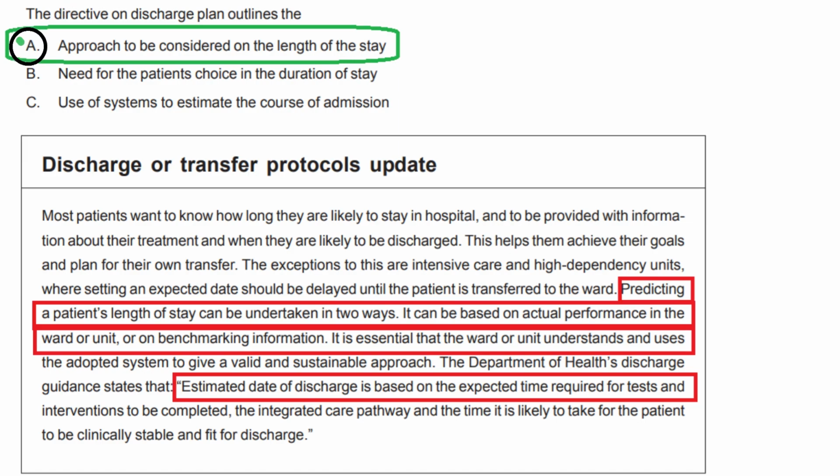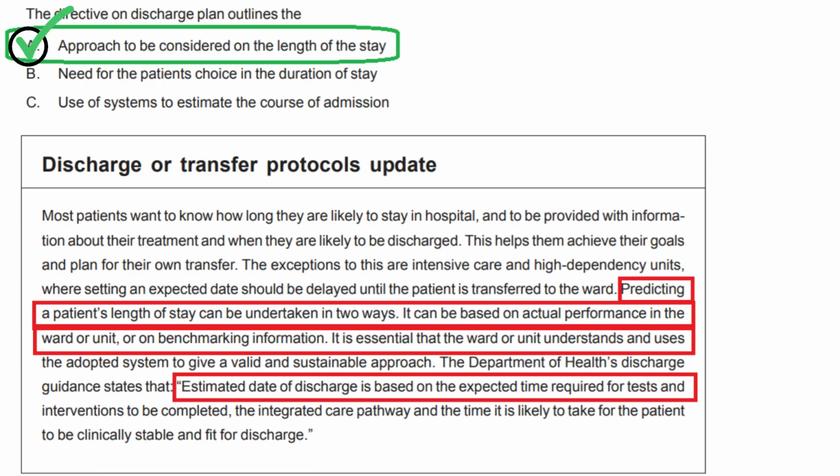It states that predicting a patient's length of stay can be based on actual performance in the ward or unit or on benchmarking information. The paragraph also mentions the Department of Health's discharge guidance, which states that the estimated date of discharge is based on various factors. Therefore, the Directive on Discharge Plan outlines the approach to be considered for the length of stay.